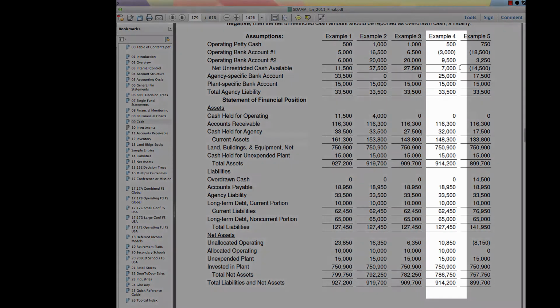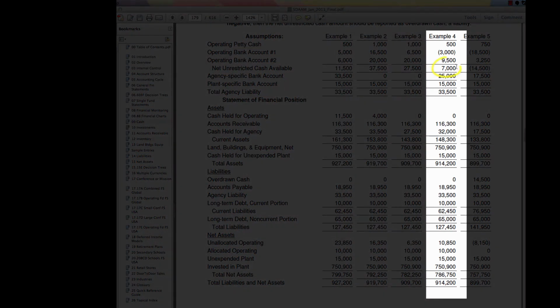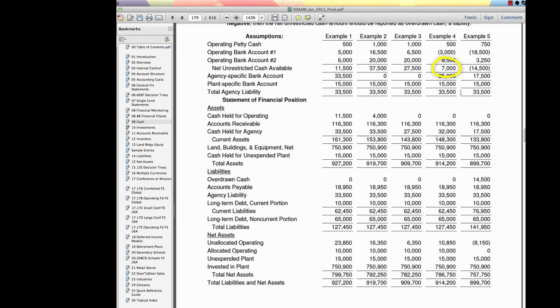Example 4 is that we have $7,000 in cash, okay, and we have agency liability of $33,500. But we do have an agency specific bank account, and so we would take $32,000. That would be all the cash that we have, both specified and non-specified, being shown in cash held for agency. Still not adequate to cover our agency liability, but any cash that we have, we say, is designated for agency, whether it has been put in a separate account or not.